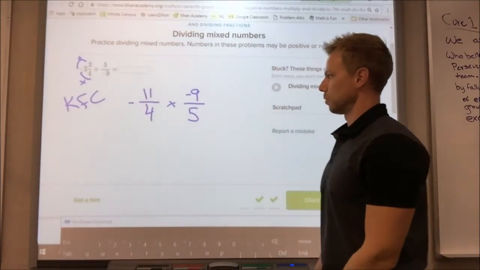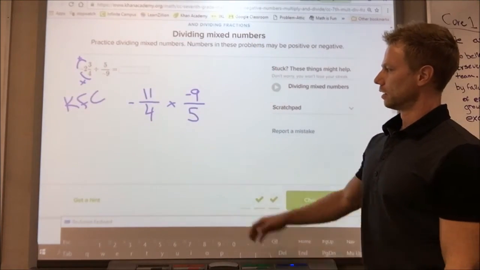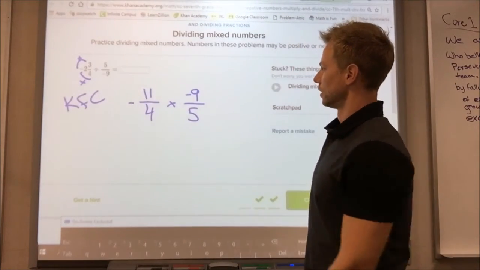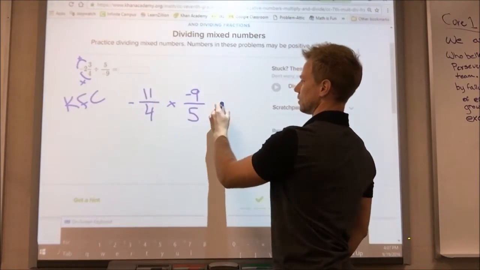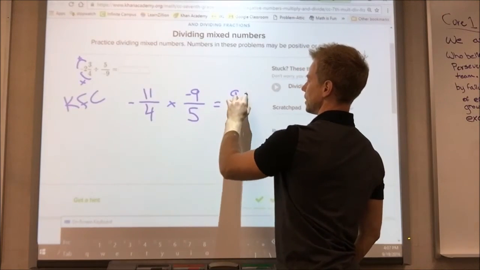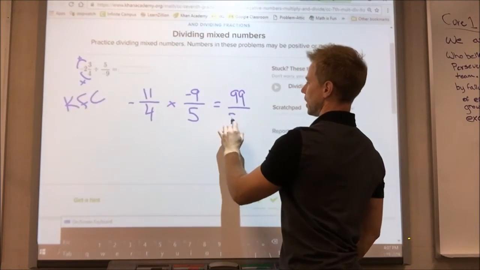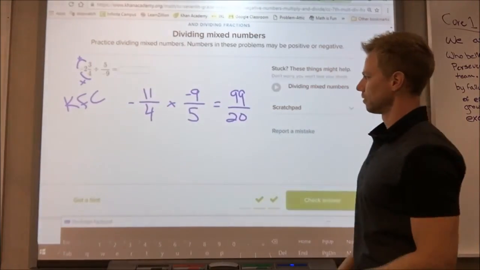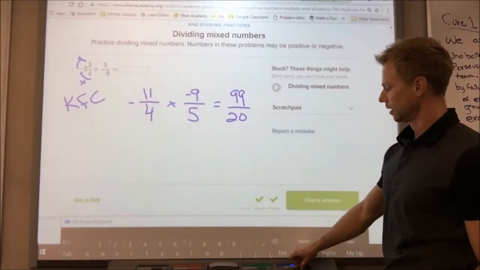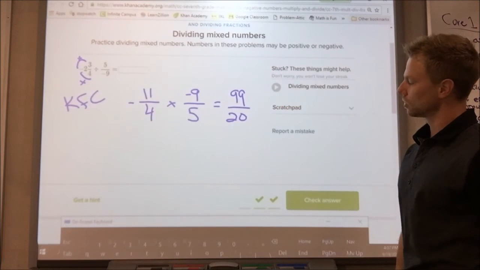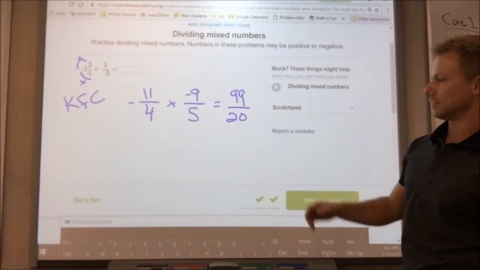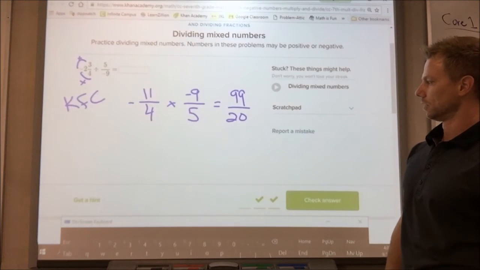Division becomes multiplication. See if there's anything I can cancel. There's not. So I multiply across. 11 times 9 is 99. 4 times 5 is 20. 2 negatives become a positive, so it's going to be a positive fraction. See if I can reduce 99 over 20. There's nothing that goes into 99 and 20.